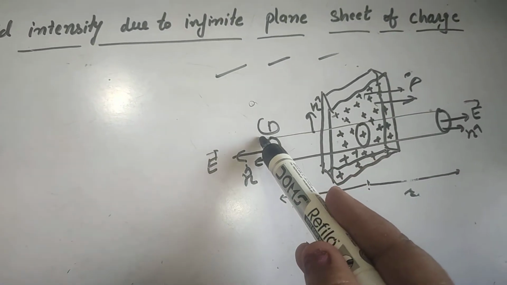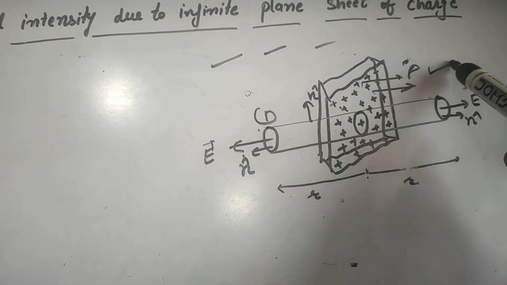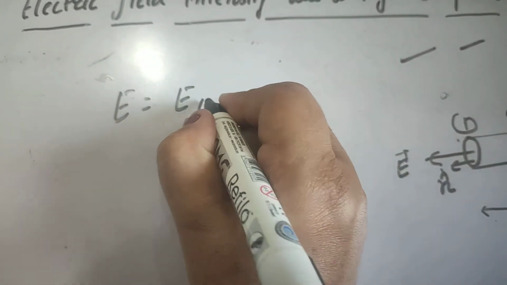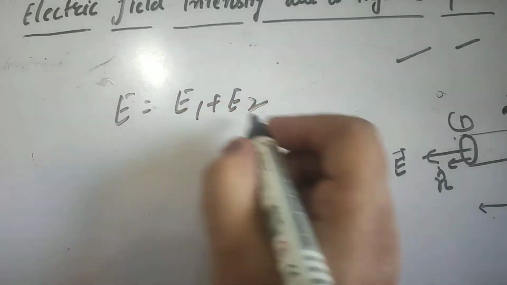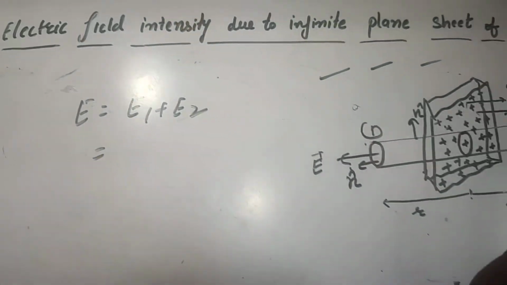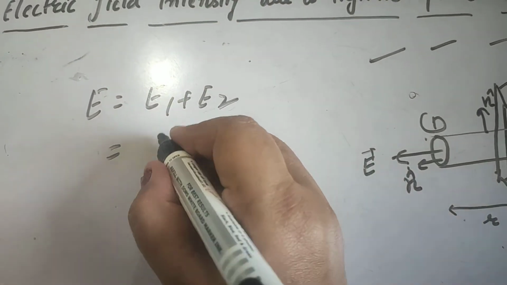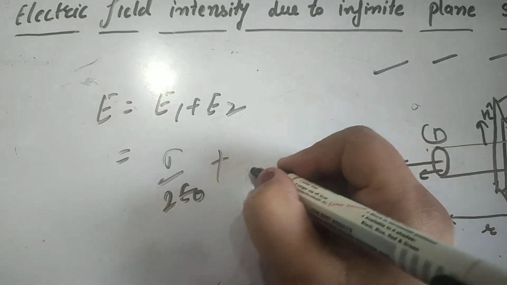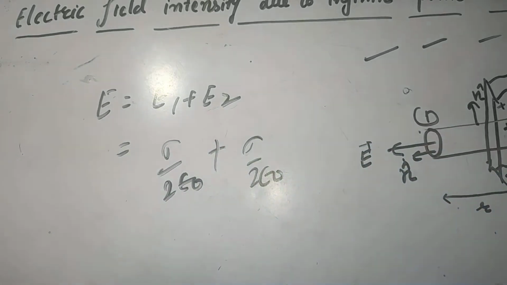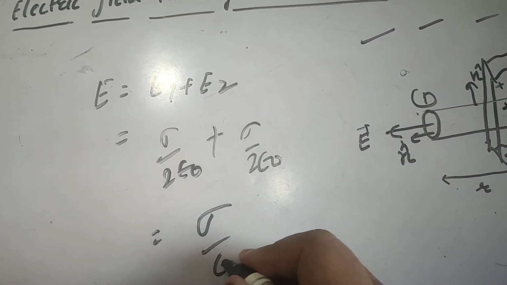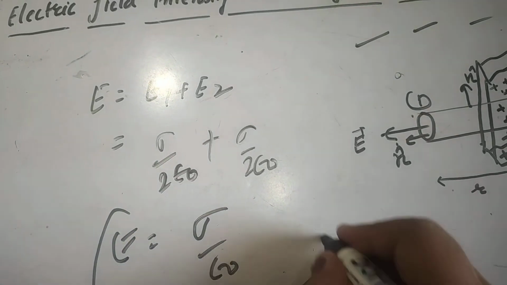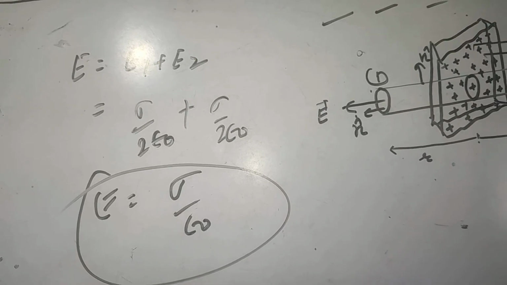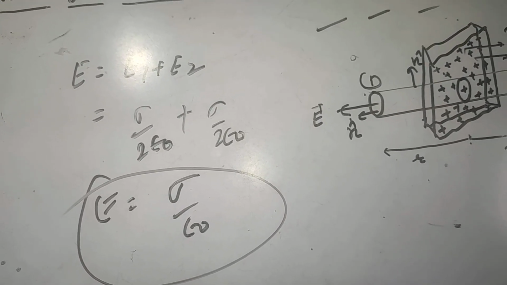Similarly we can find out at this point also. Just calculate at this point P. So net field intensity is given by E1 plus E2. E1 due to first surface plane sheet of charge is given by sigma upon 2 epsilon naught, we have just calculated, and E2 is again sigma upon 2 epsilon naught. So net is sigma upon epsilon naught. So E is given by sigma upon epsilon naught due to a plane sheet of charge having the uniform thickness.